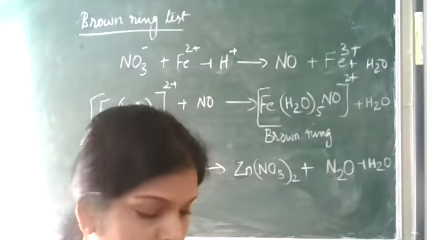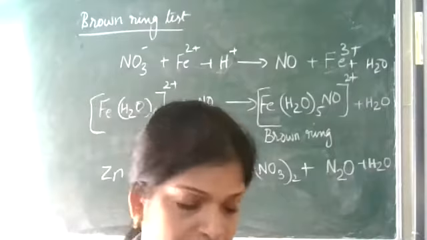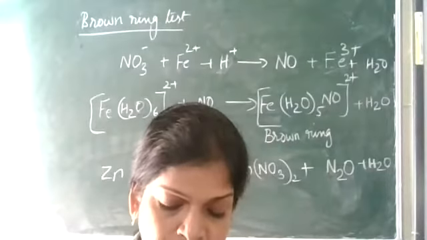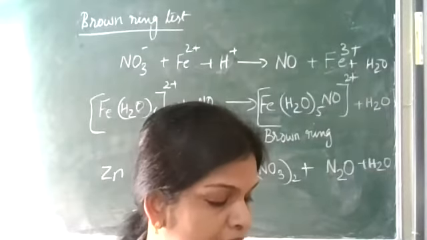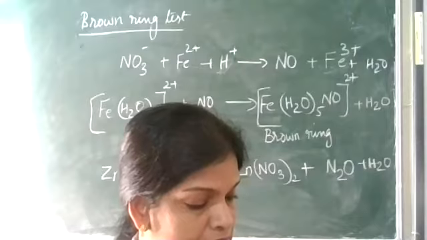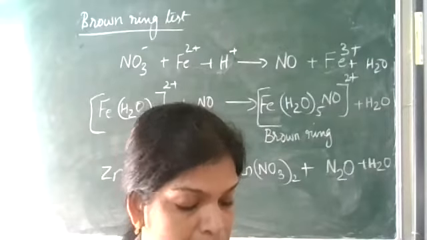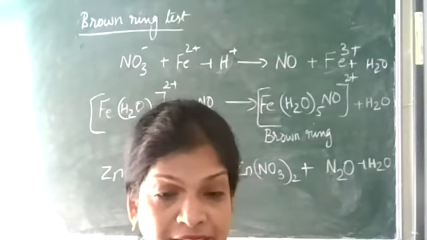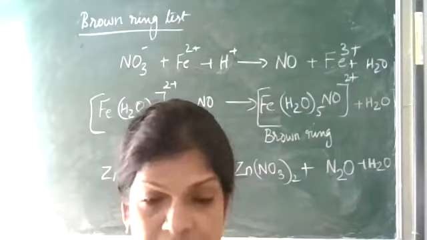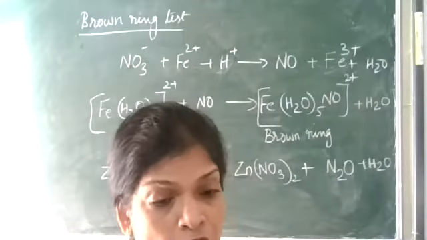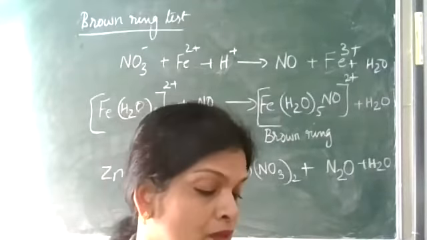HNO3 is used to make fertilizers, then NH4NO3, ammonium nitrate. Then it is used to make TNT, trinitrotoluene, that is an explosive, then rocket fuels.